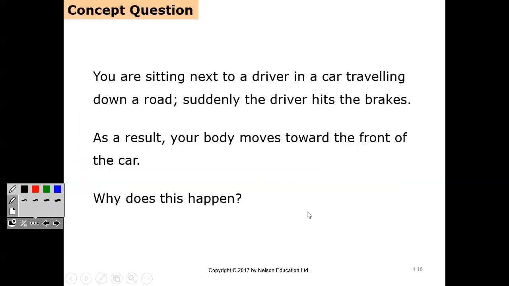So let's test how much we understood this by a concept question. You are sitting next to a driver in a car traveling down a road. So you're in the car, going with a constant velocity. Suddenly, the driver applies the brake. What happens to you? You are pushed forward, right? And now, can you explain it in terms of the law of inertia?